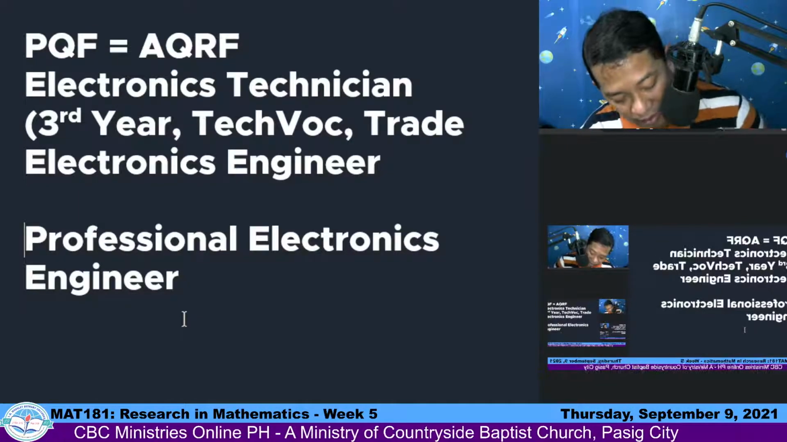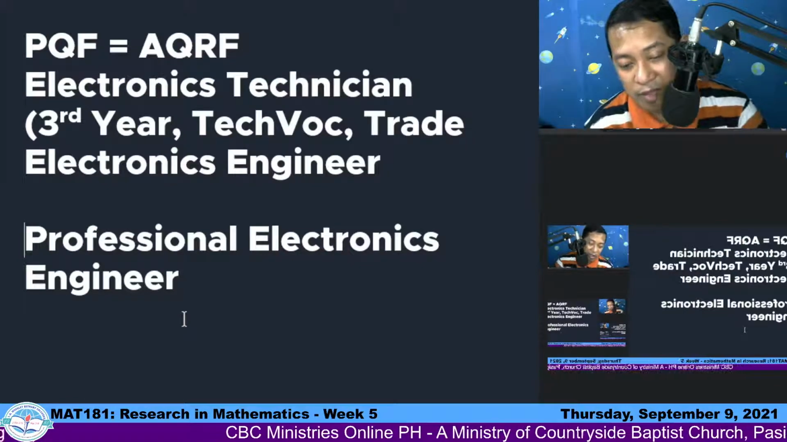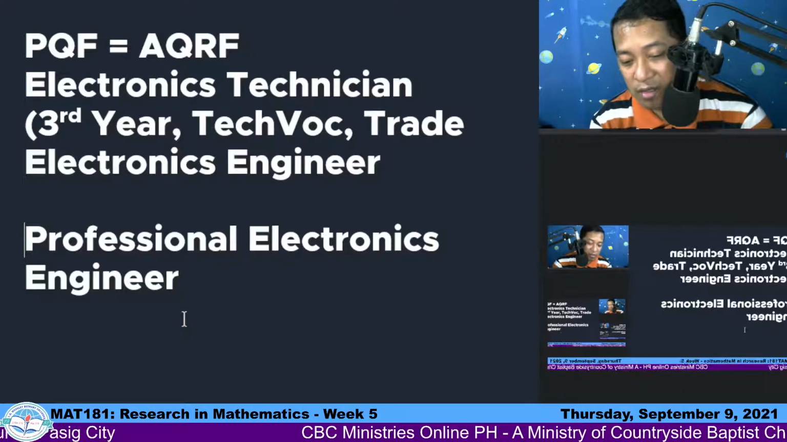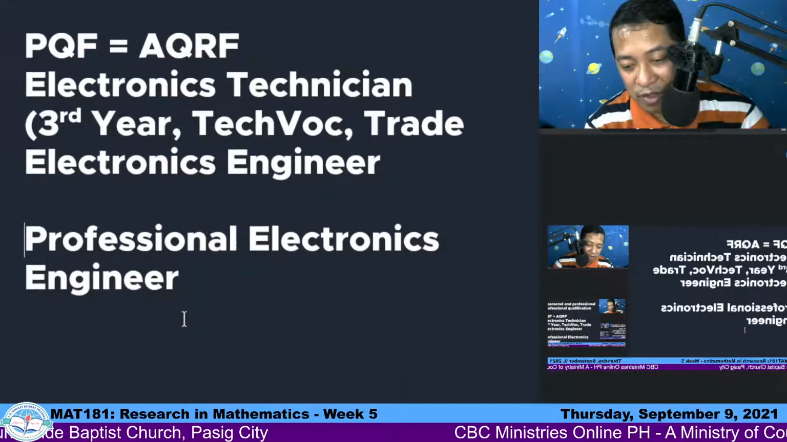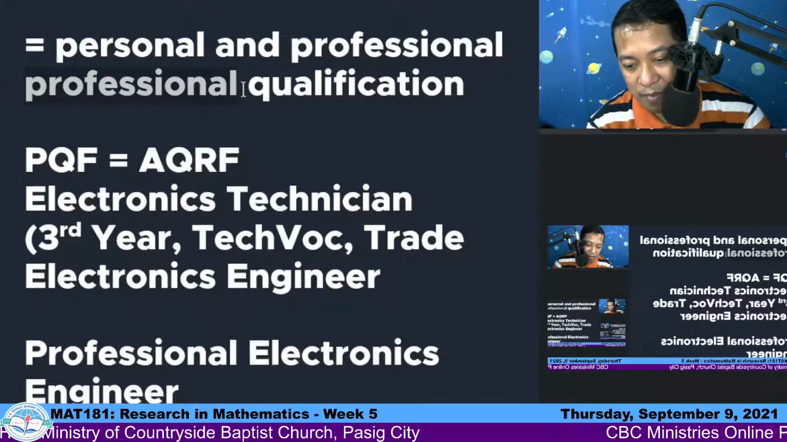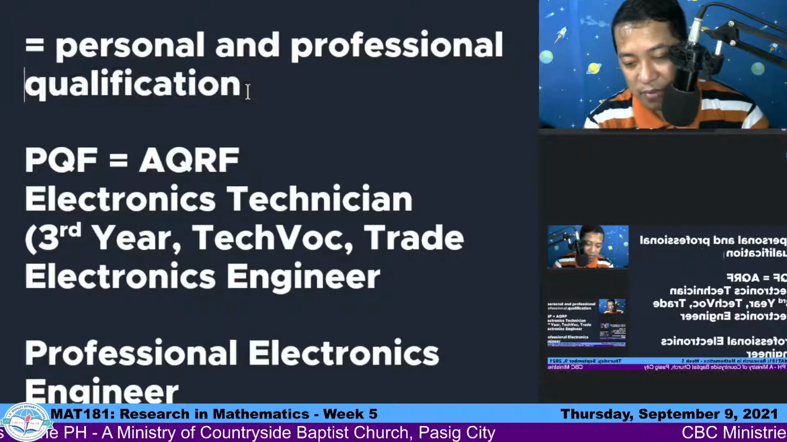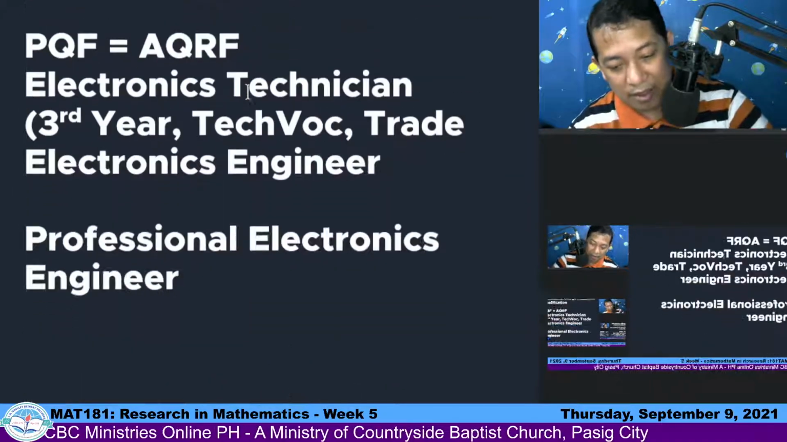So yun po yun. So this is fluid, no? Even in other institutions, perhaps their experience. So all of these are actually part of your personal professional qualification. That's the purpose of research. So may mga ganyang output, no? Okay? So yan, mga kapatid.